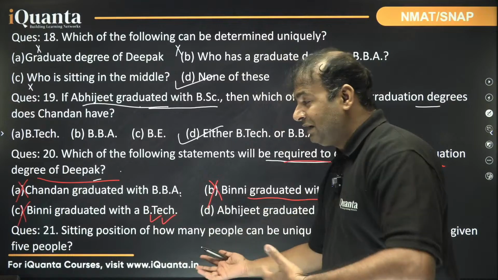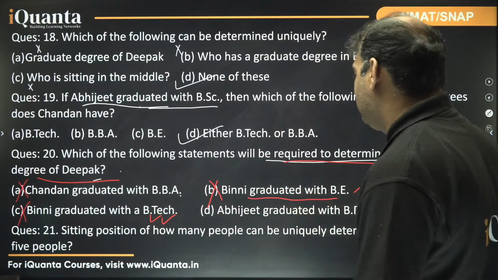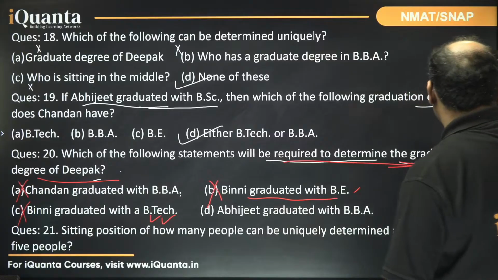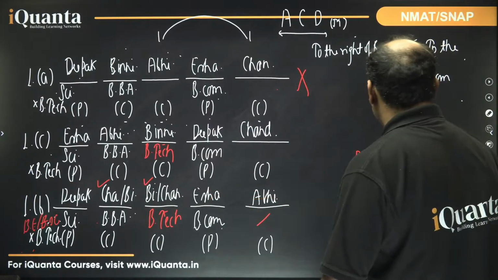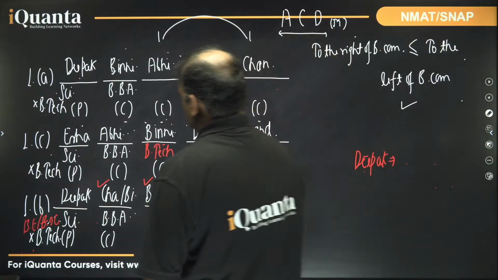So obviously, by elimination, we can say that option D is the right answer. But still, we should check it and define exactly how option D is the right answer. Okay, let me erase this quickly.